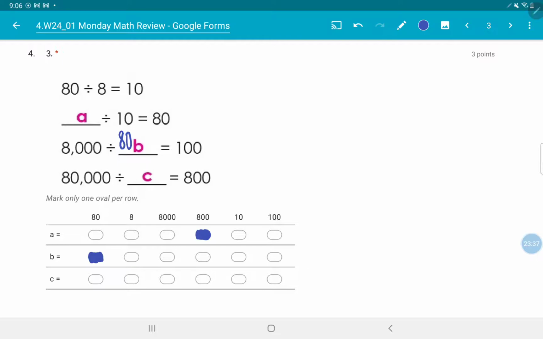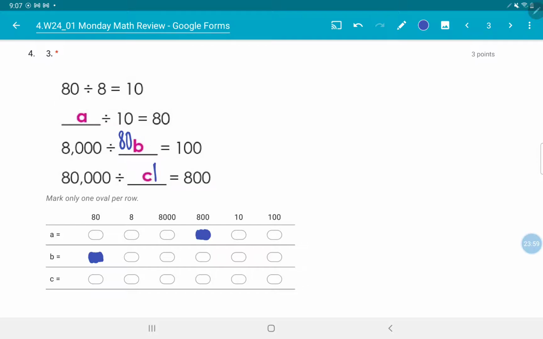And for C, we're starting with 80,000. And we're going to divide by something to end up with 800. So I know to get 8 divided by something to equal 8, that's going to have to be 1. Okay, so my largest place value is going to be a 1.